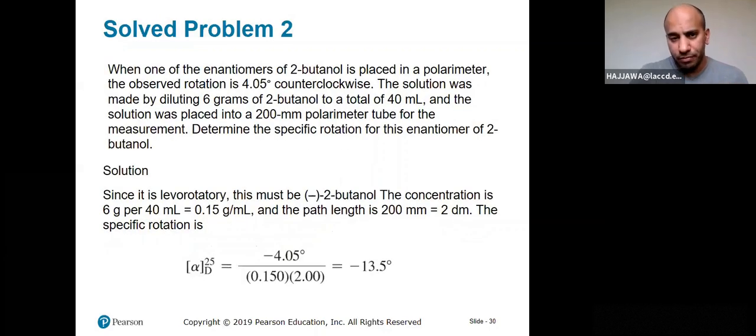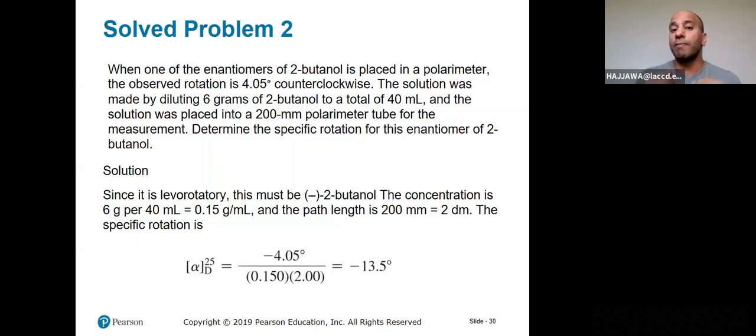Here's an example. When one of the enantiomers of 2-butanol is placed in a polarimeter, the observed rotation is 4.05 degree. That's alpha. Counterclockwise, meaning it's negative. Okay. The solution was made by diluting 6 grams of 2-butanol to a total of 40 ml. So I know I have a concentration of 6 grams over 40 ml. And that's basically 0.15 gram per ml.